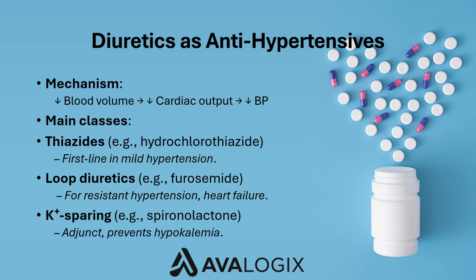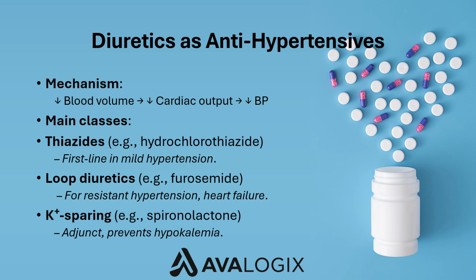Loop diuretics like furosemide are much more potent but are usually reserved for cases of resistant hypertension or for patients with significant fluid overload, such as in heart failure. Potassium-sparing diuretics like spironolactone or amiloride have relatively weak diuretic action but are important adjuncts, especially to prevent hypokalemia caused by other diuretics. Here's the clinical pearl: the choice of diuretic is not just about potency. It's about matching the drug to the patient's volume status, renal function, and comorbidities.